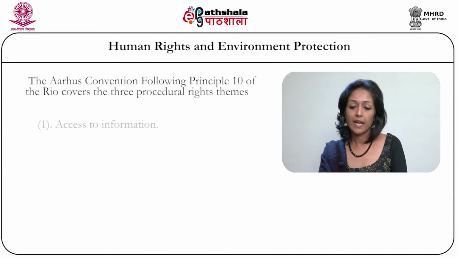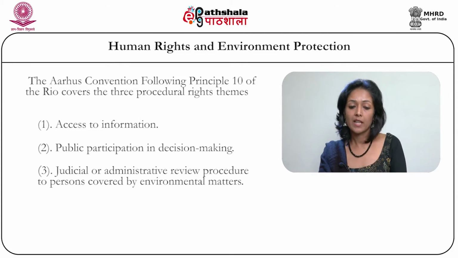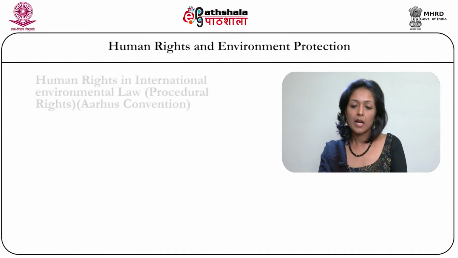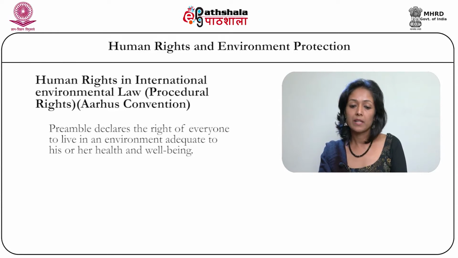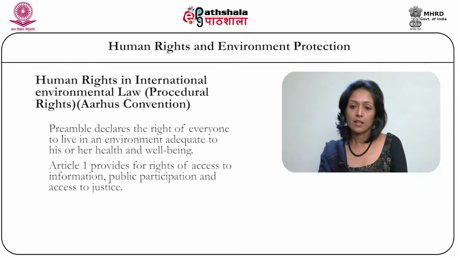The first principle guarantees to the people the right of information on all components of the environment. The second principle requires public participation in decision making. By virtue of the third, states have to guarantee access to an effective judicial or administrative review procedure to persons covered by environmental matters. A number of subsequent environmental instruments adopted incorporated the procedural safeguards in the form of access to information and participation. The Aarhus Convention is the most significant international environmental agreement protecting procedural human rights. The preamble declares the right of everyone to live in an environment of adequate quality, and further articles provide the right of information, public participation and access to justice.